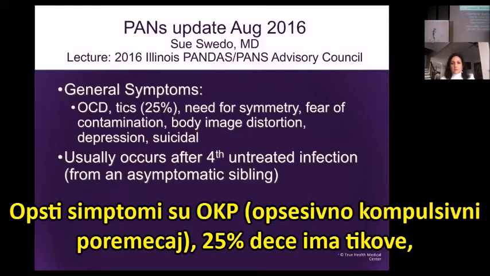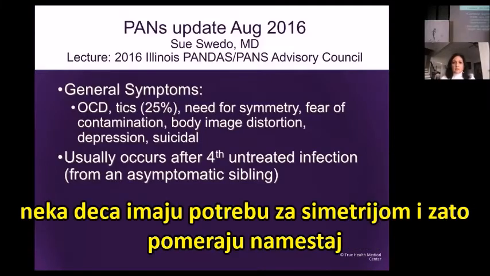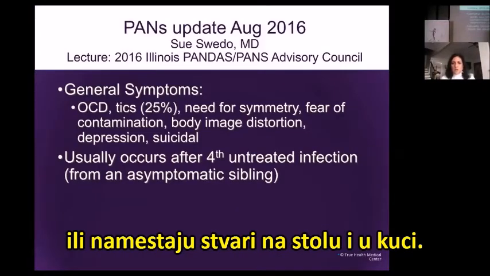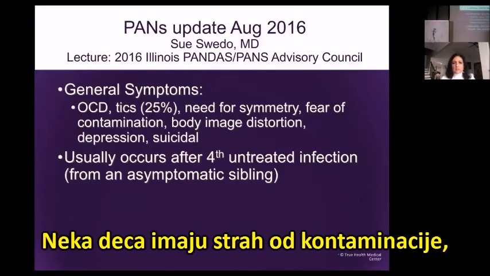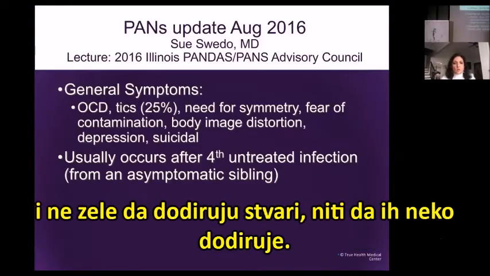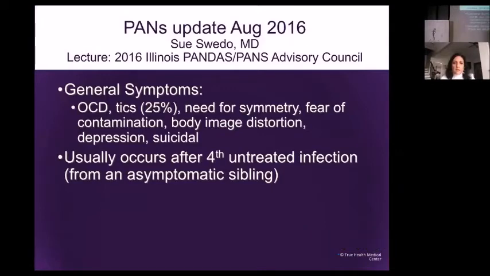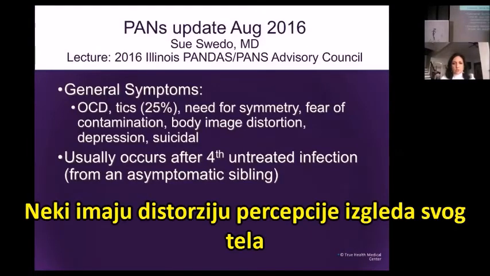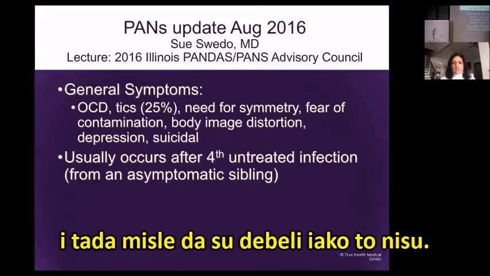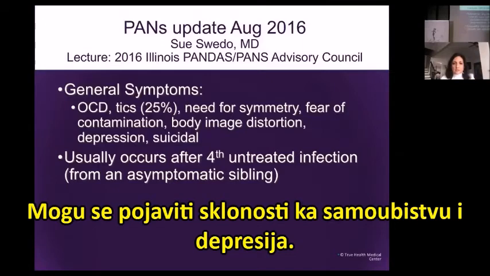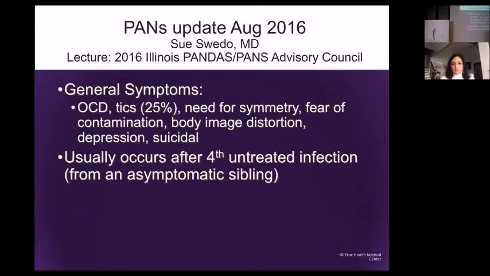So again, the general symptoms are this OCD. 25% of the kids have tics. Some kids have this need for symmetry where they'll rearrange the furniture or rearrange things on their dresser or in the house. Some kids have a fear of contamination where they don't want to touch things, they don't want to be touched, they want to wash their hands very frequently or their body. Some of the kids have body image distortion. That's where they might see themselves as being fat when they're not fat. Suicidal tendencies and depression can also occur.